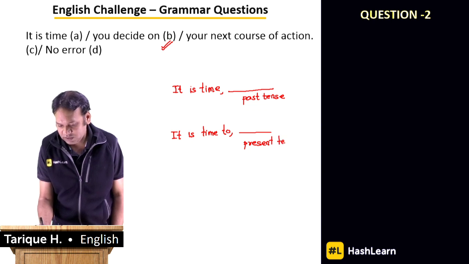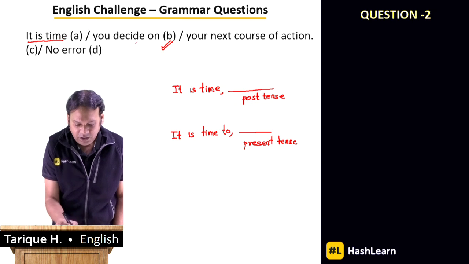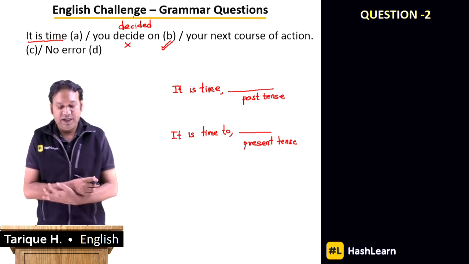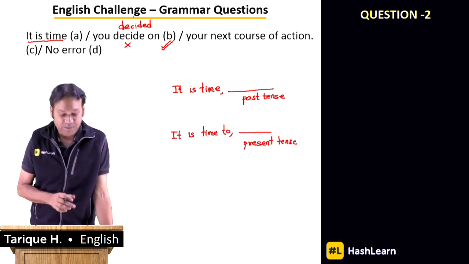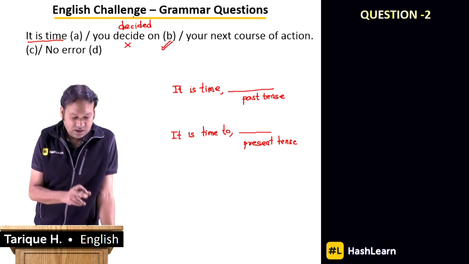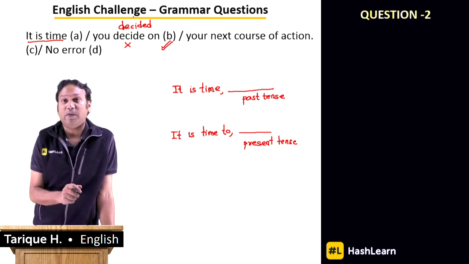What is the basic rule of English grammar? If we have it is time, as you can see here, it is time, you decide is wrong. It should be you decided. It is time you decided on your next course of action, or it is time you decided your next course of action would be better. So the incorrect part is B here, not A. It is not it is time which is wrong here, it is decide which is wrong.